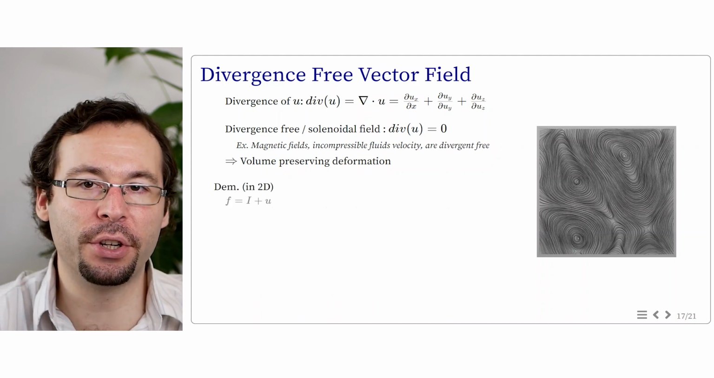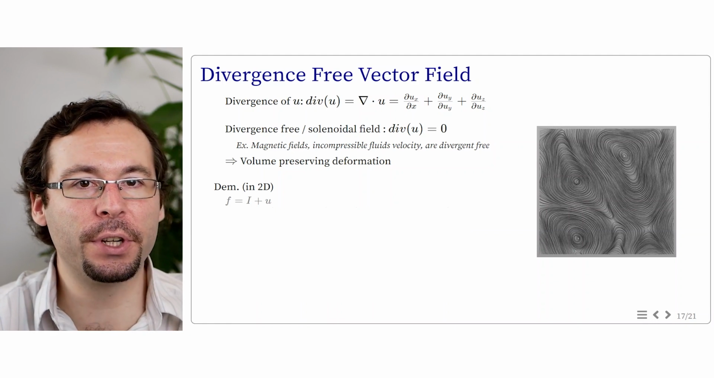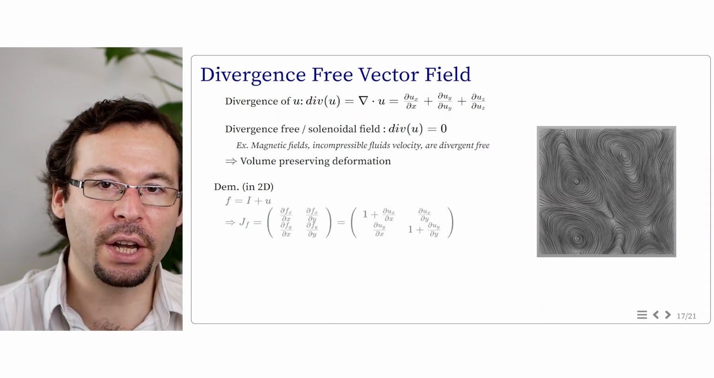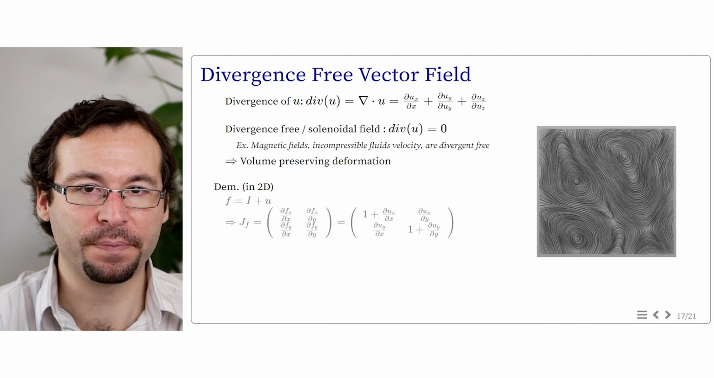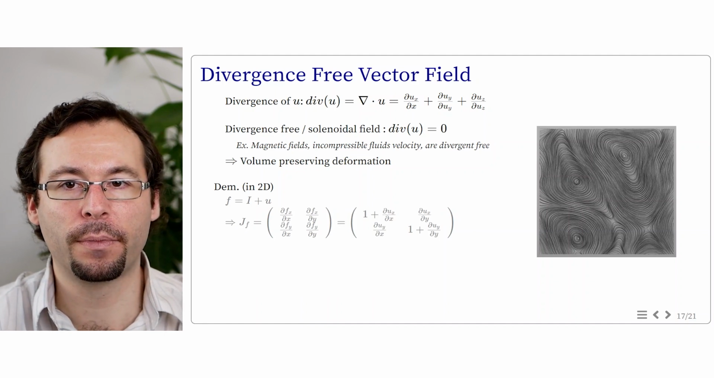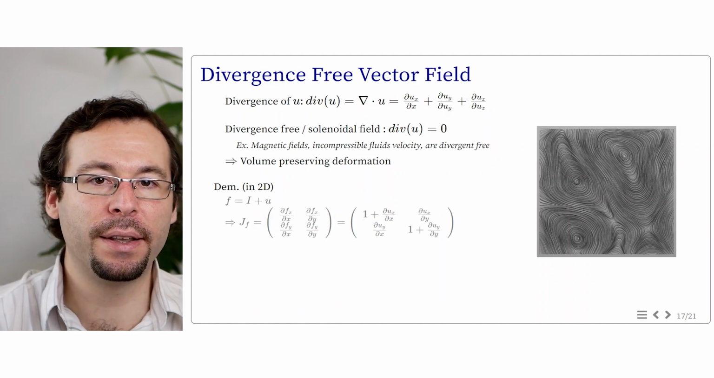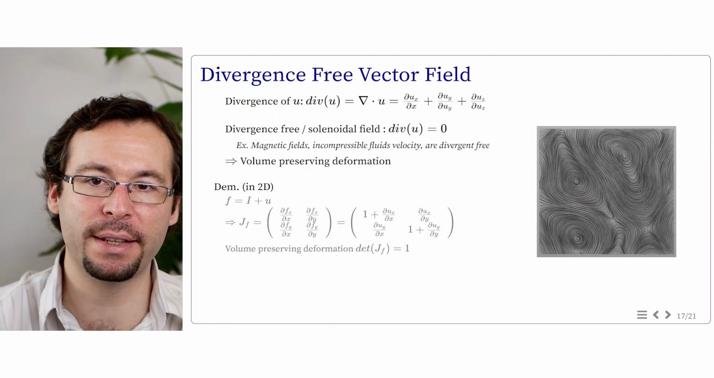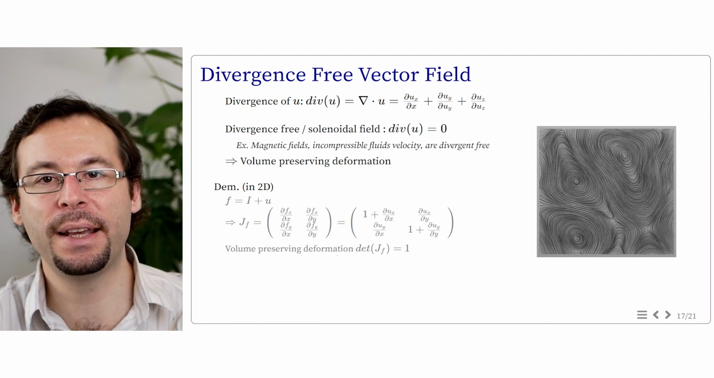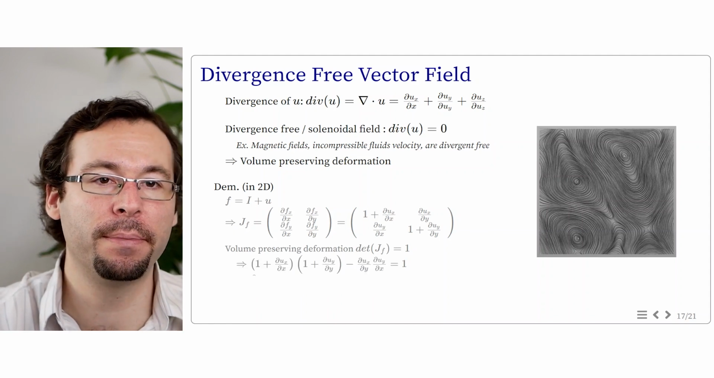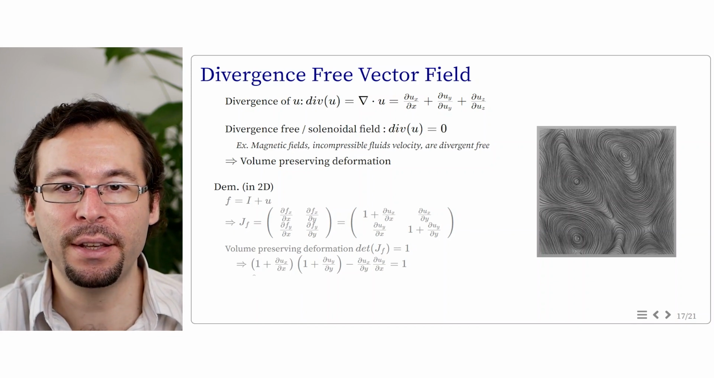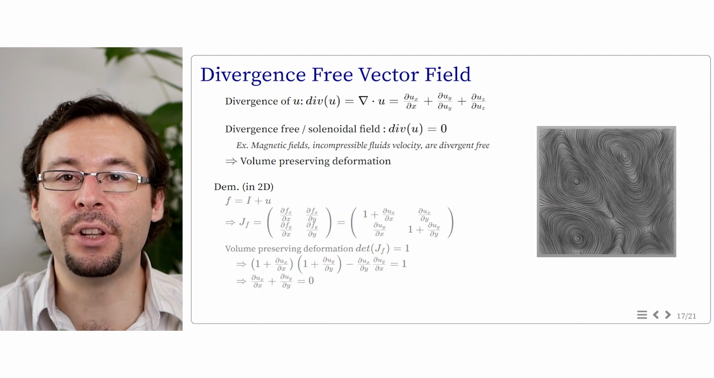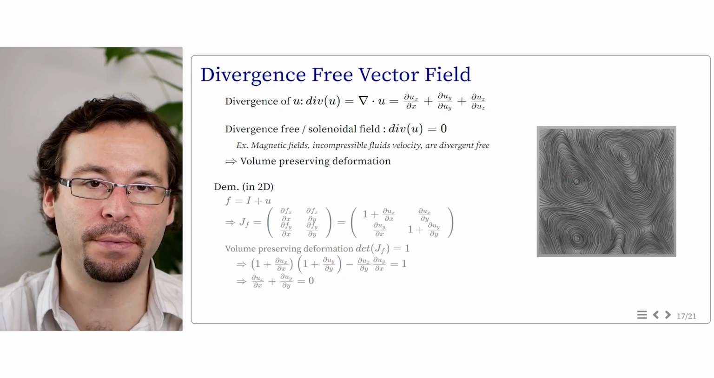And one of the main interests of these fields is that they are volume-preserving. Here is a short demonstration in 2D. We saw that the deformation function f can be written as identity plus the velocity. So the Jacobian matrix G of f can be written as follows. Now we also saw that a deformation preserves the volume if the determinant of the Jacobian matrix is equal to 1. Then expanding the determinant of the Jacobian matrix expressed with the velocity leads to the cancellation of several terms, and we actually end up with the equation of the divergence-free.